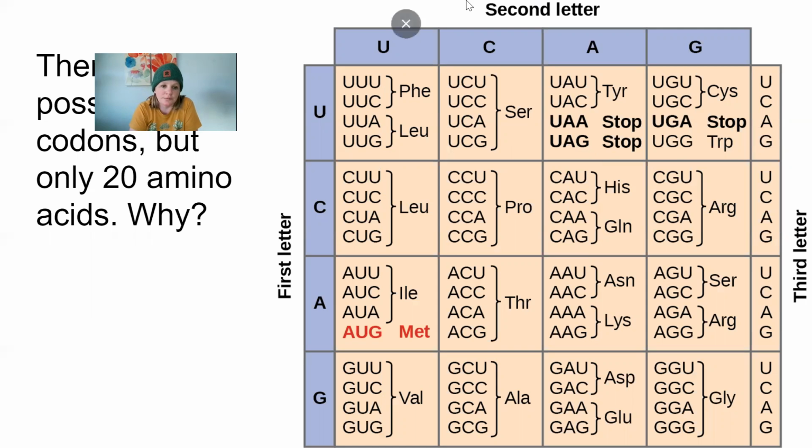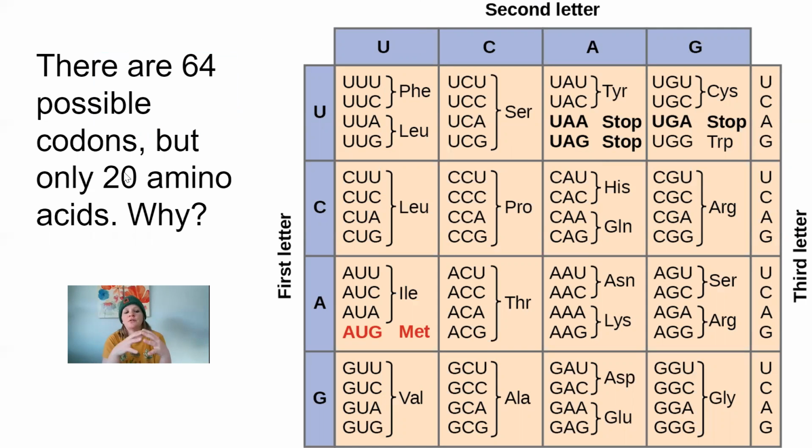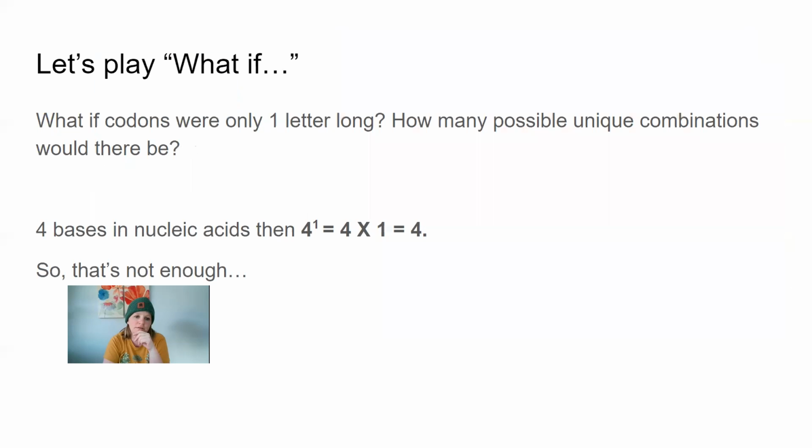So there's 3-letter codes. All right, so there's 64 possible codons in our combinations, but we only have 20 amino acids. Why that ratio? Why those numbers? So let's play this what if game. If our codons were only 1 letter long, we would only be able to make 4 unique combinations.